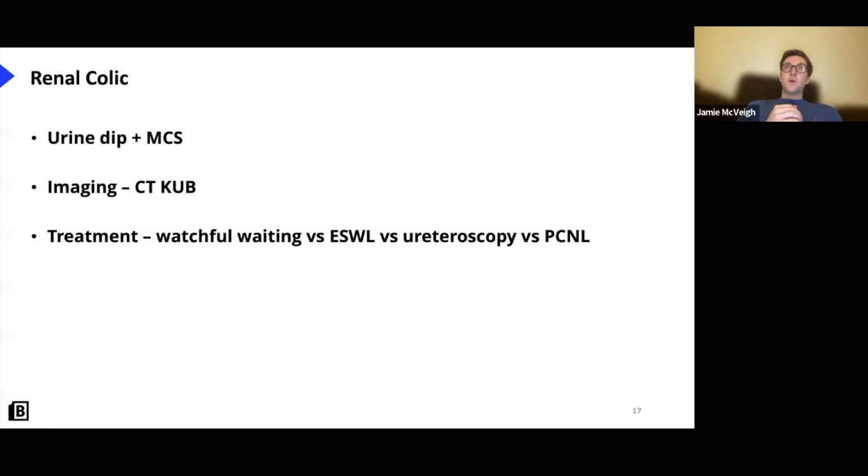Or if it's a big one, and this is what's used for staghorn calculi, the big ones in the kidneys, you can do percutaneous nephrolithotomy, where it's an IR procedure, interventional radiology, and you basically go in adjacent to the kidney and break the stone up like that. Okay.